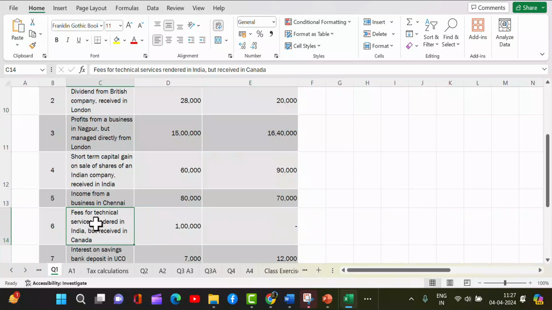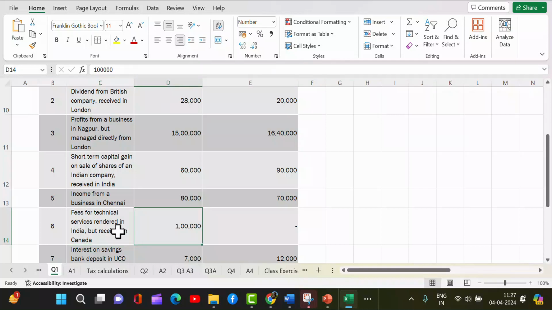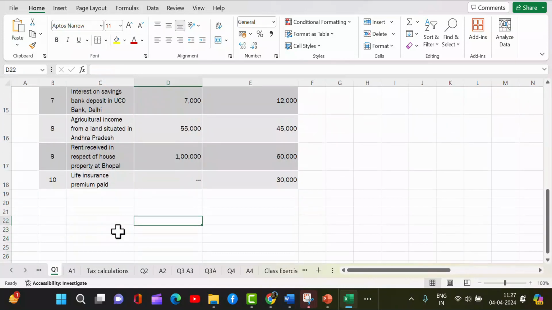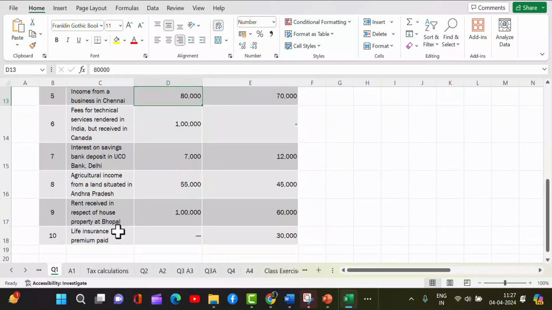Fee from technical services rendered in India but received in Canada. Who is going to take care of this? Arvind, will you answer this? Sir, he has to pay tax on this because the services are rendered in India. Ramesh is a non-resident. Rent received, interest, fee for technical services rendered in India but received in Canada. It may be received in Canada, but this is income coming from India, so he has to pay.